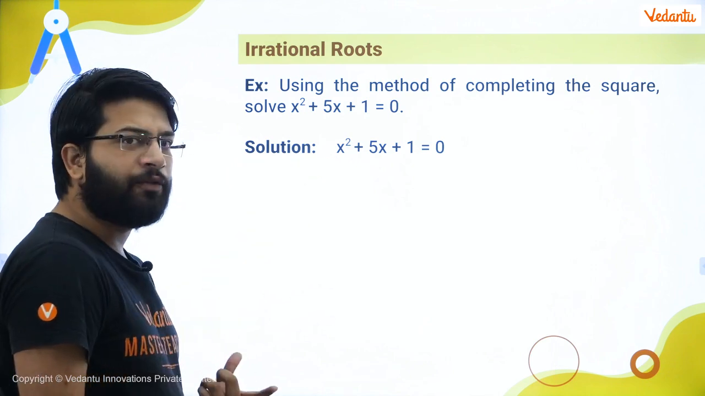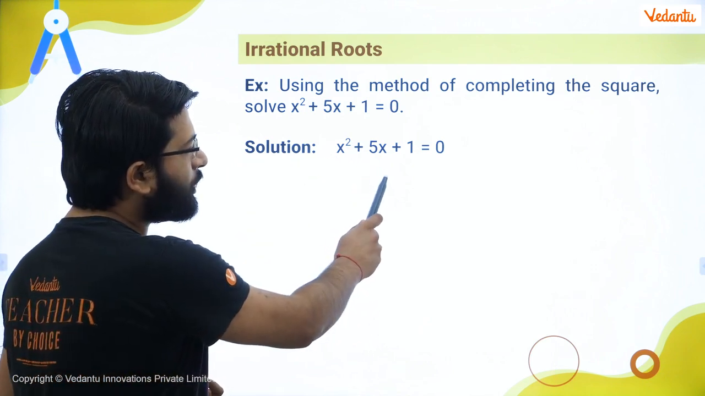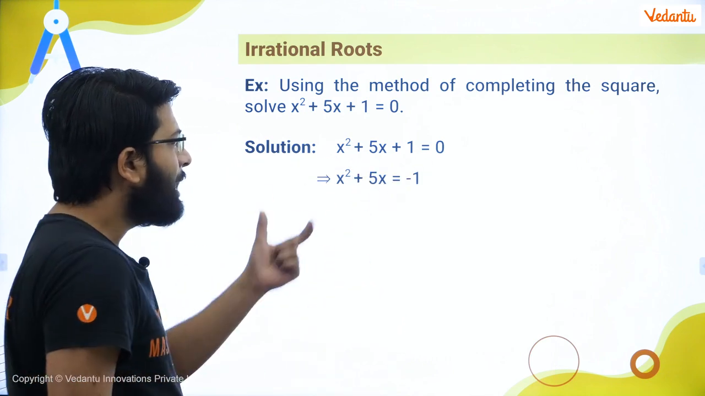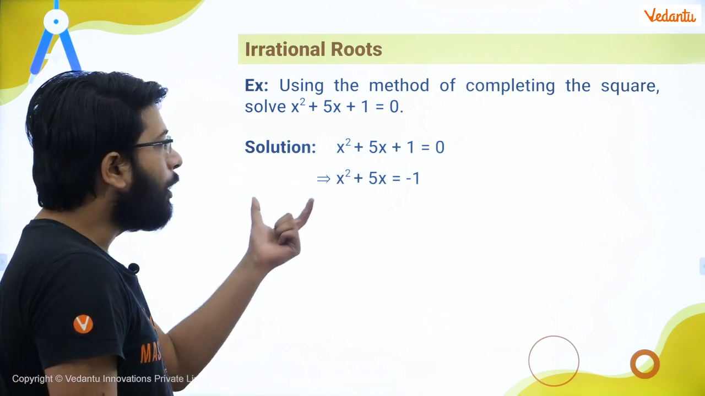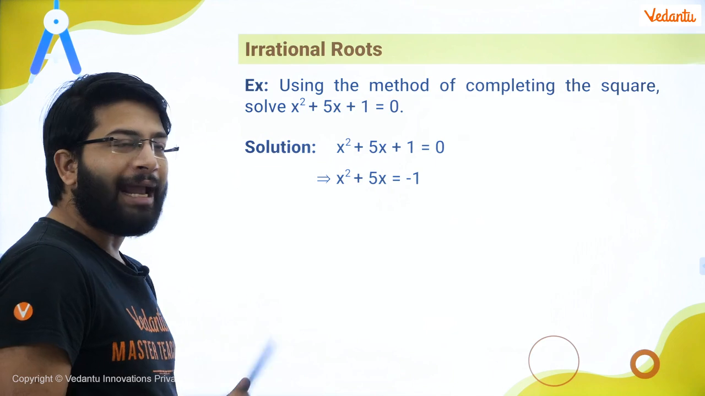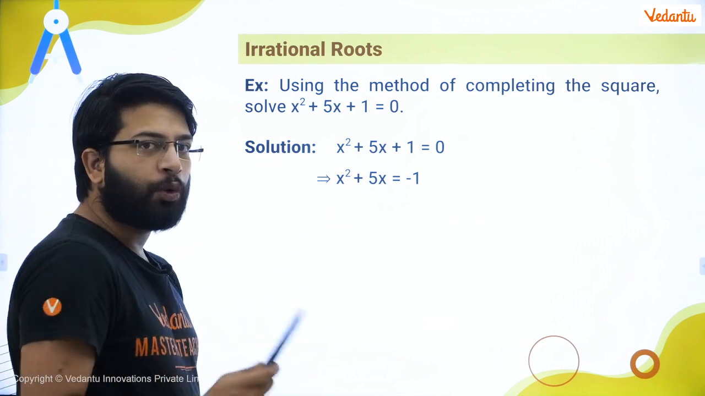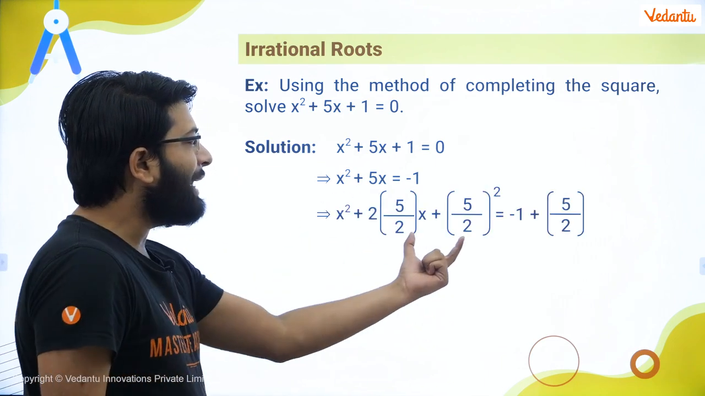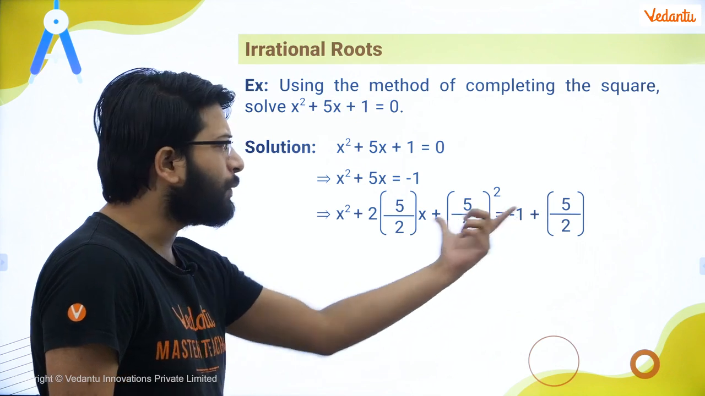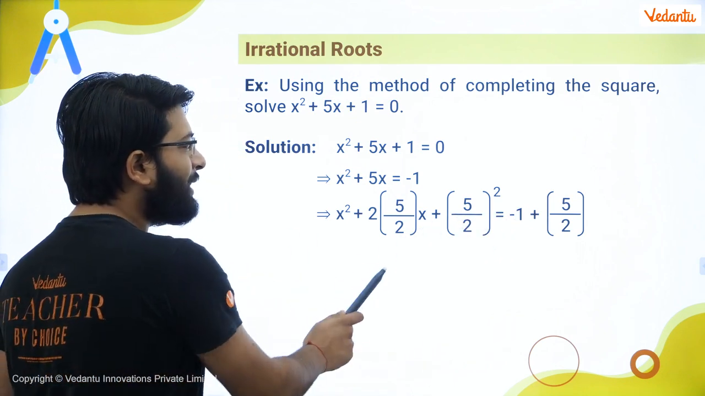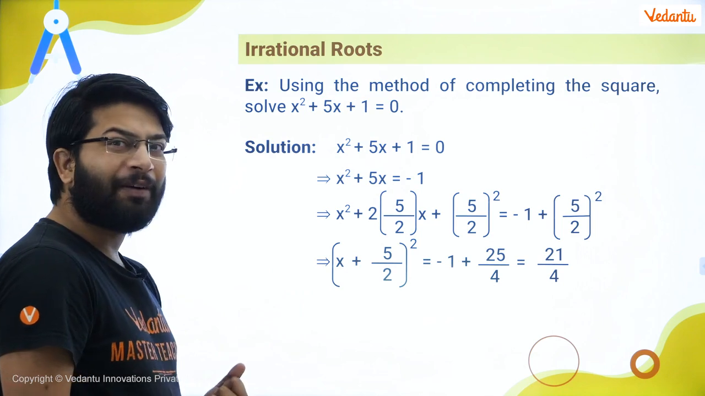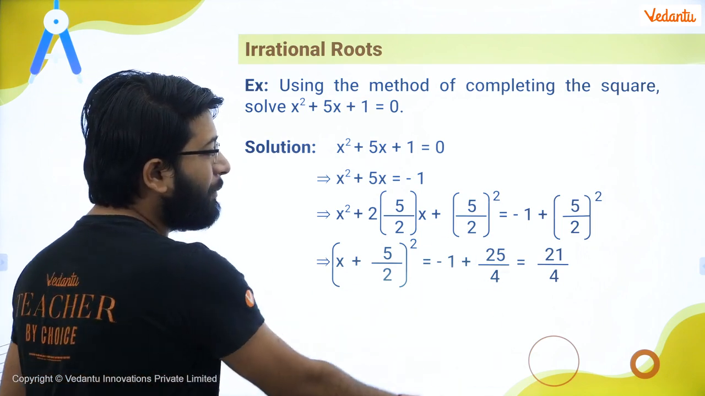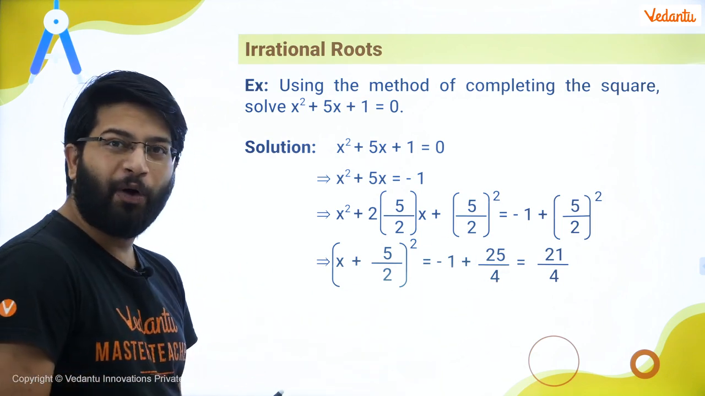So champ, what will we do? The x² coefficient is 1, so we will take the constant term to the other side. I am getting x² + 5x = -1. Now on both the sides, we will add (5/2)². After adding (5/2)² on both the sides, the left hand side is always the perfect square. The right hand side is coming out to be 21/4.